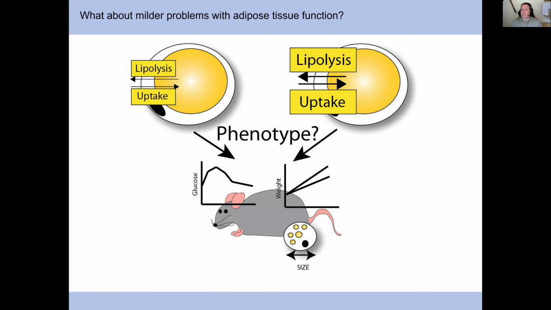So that's an extreme example, but most obese people have lots of fat. It just doesn't work well. So can we model a milder form of this, where we have a bit of a problem with lipid release and a bit of a problem with uptake? And what does that look like in our mice? And this is where we get to why we think metabolic flexibility is important.